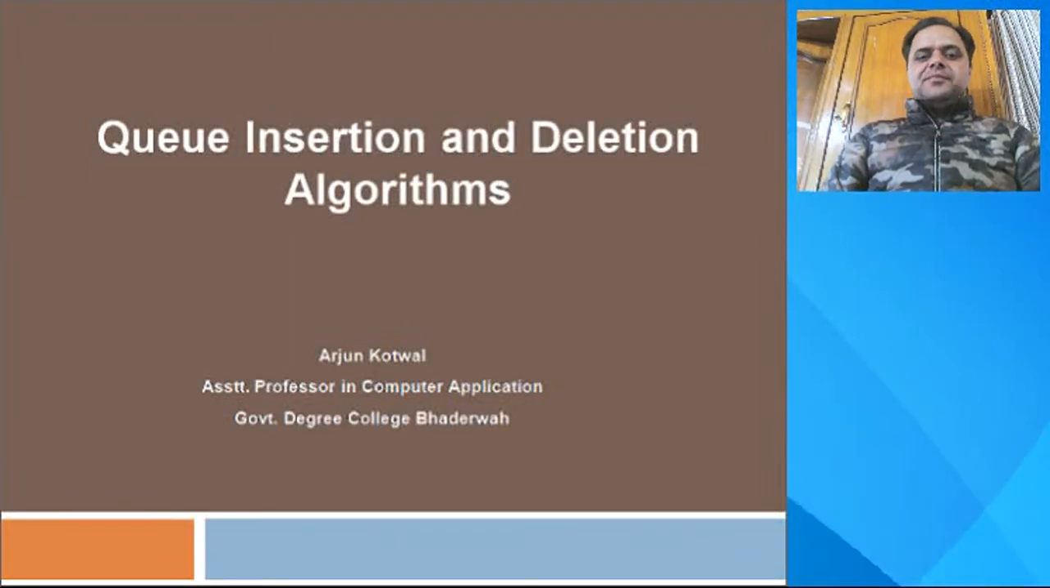Hello students. So today's topic is insertion and deletion algorithms in queue. As we have already discussed queues in my previous lecture, insertion and deletion is done at two different ends in a queue, that is front and rear. Insertion is done at rear and deletion is done at front.